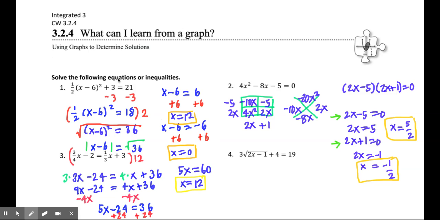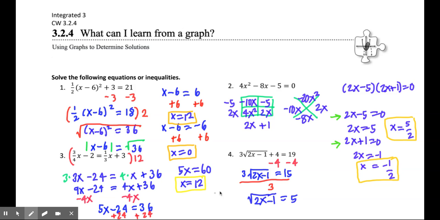Okay, for number 4, it's similar to number 1 in that x is kind of trapped. Here, x is trapped under a squared, so you have to isolate that before you can undo the squared. And here, the x is trapped under the root, so you have to isolate this before you undo the root. So you want to subtract 4 from both sides, and then get 3 times square root of 2x minus 1 equals 15. Then divide everything by 3, and then you get square root of 2x minus 1 equals 5.